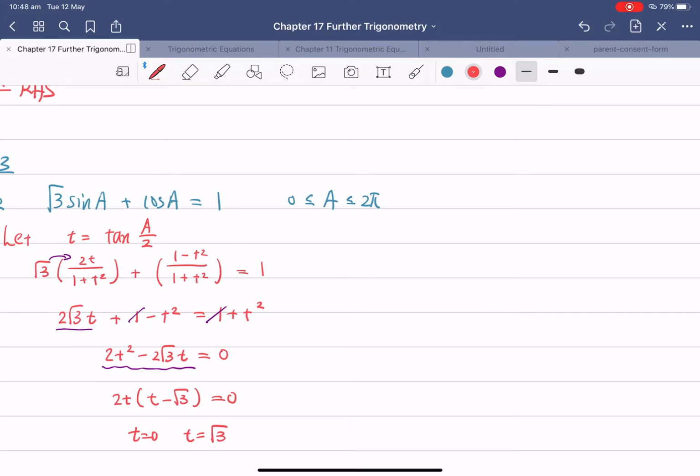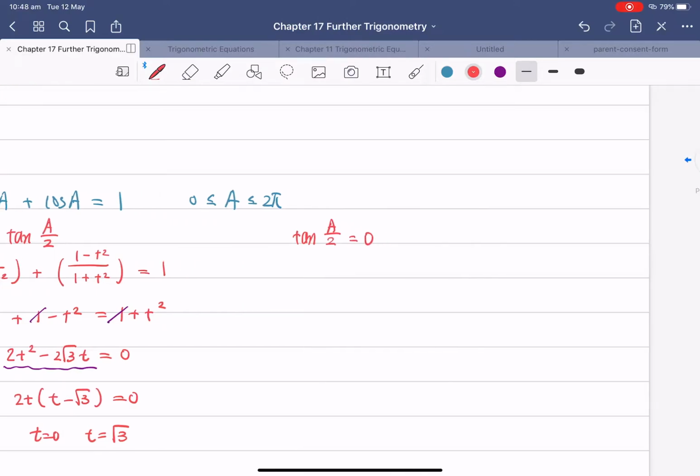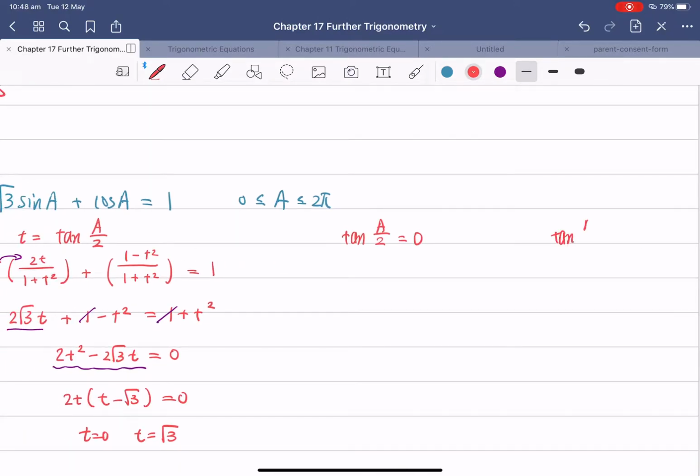Now what we need to do is just solve for a. So we can rewrite tangent a over 2 equals 0 as the first answer, and then tangent a over 2 equals square root of 3 as the second answer. So we'll start to solve this equation, but what we need to do is change the domain. Previously the domain is between 0 and 2 pi for a, but this time it's a over 2. So the domain is going to be a over 2 between 0 and pi. So we're going to find all the values between 0 and pi. So let's just do that.